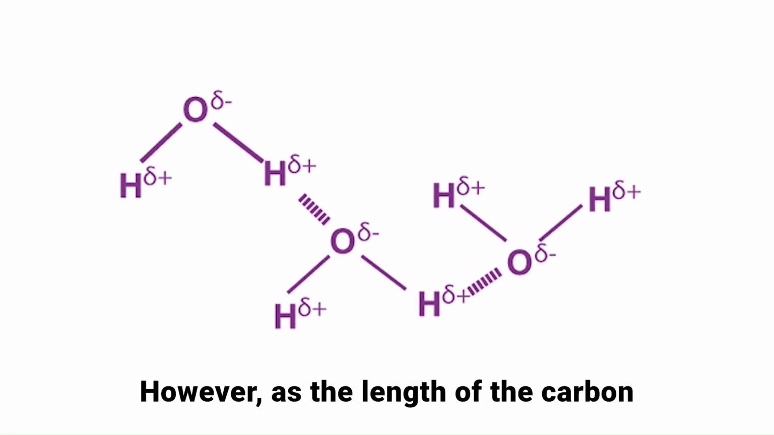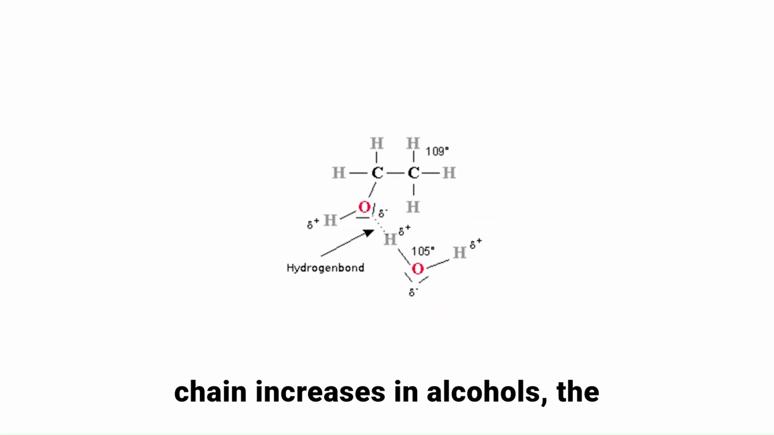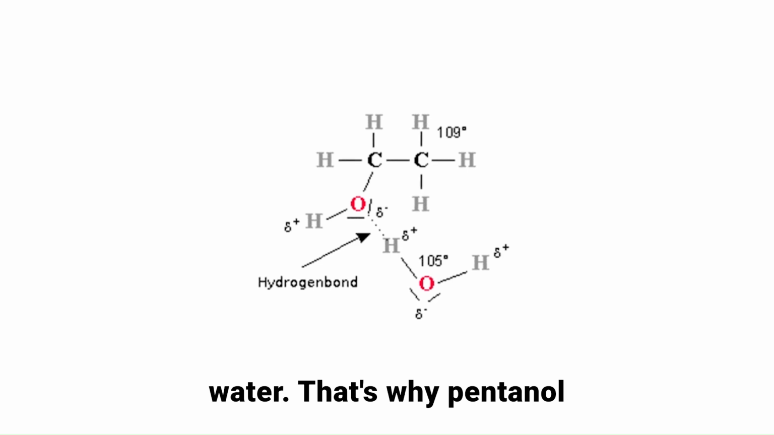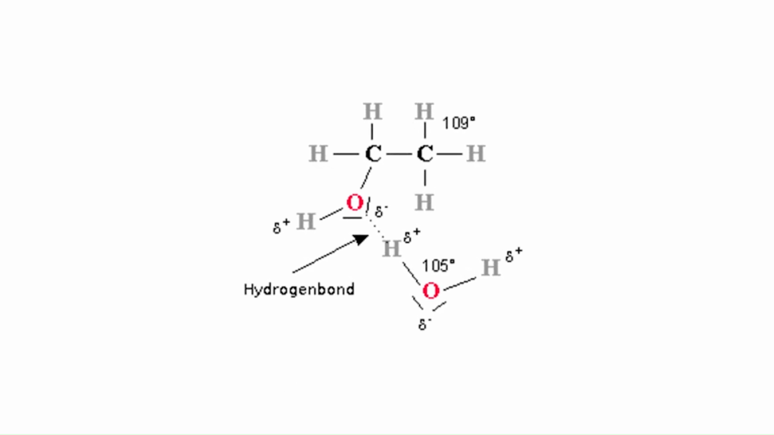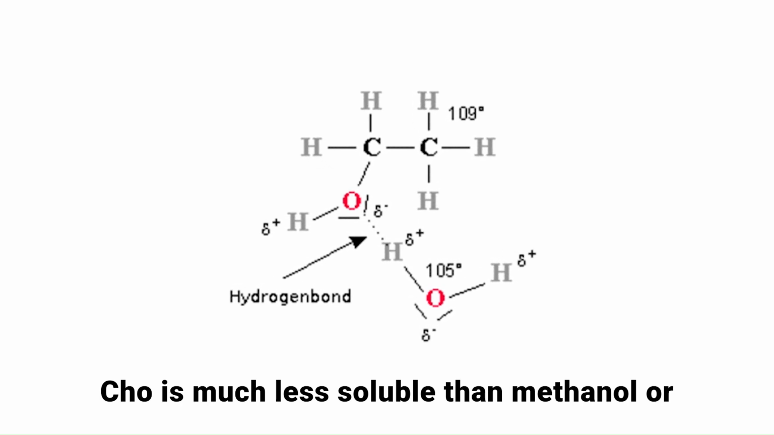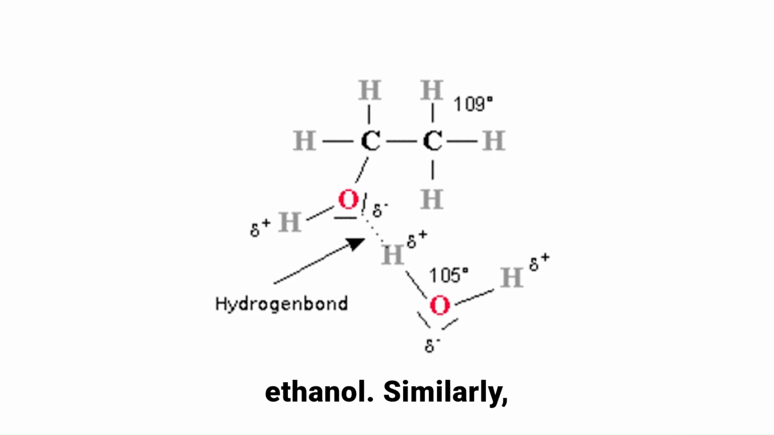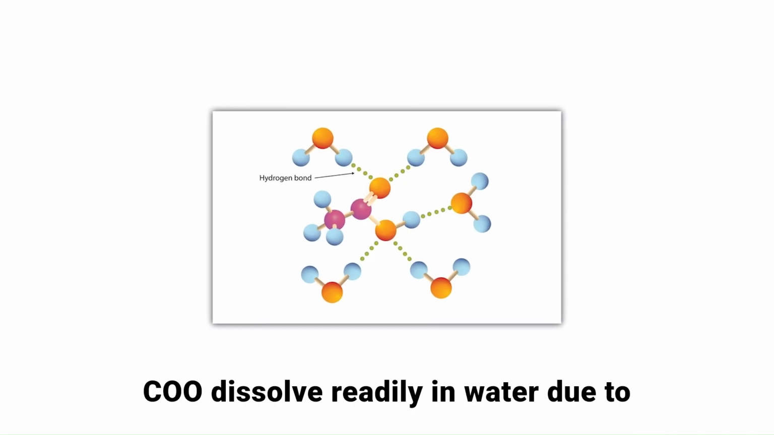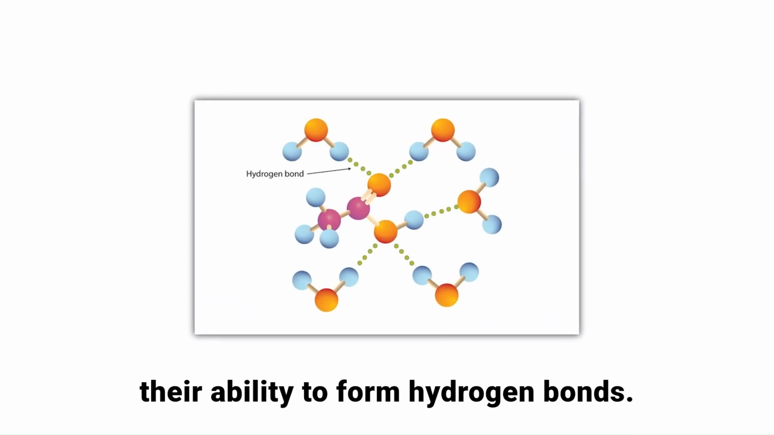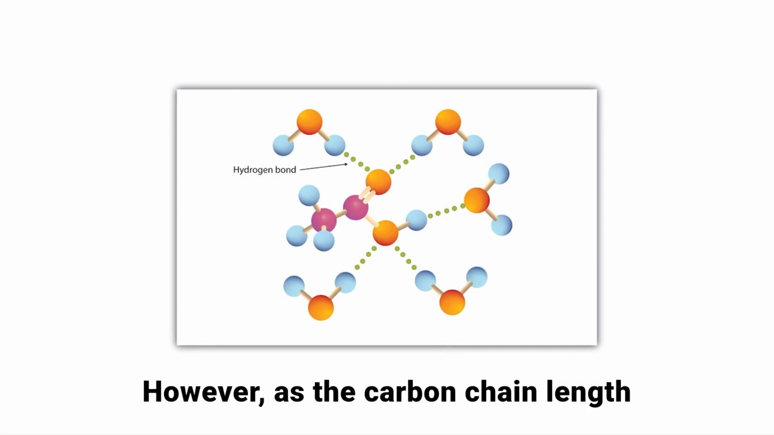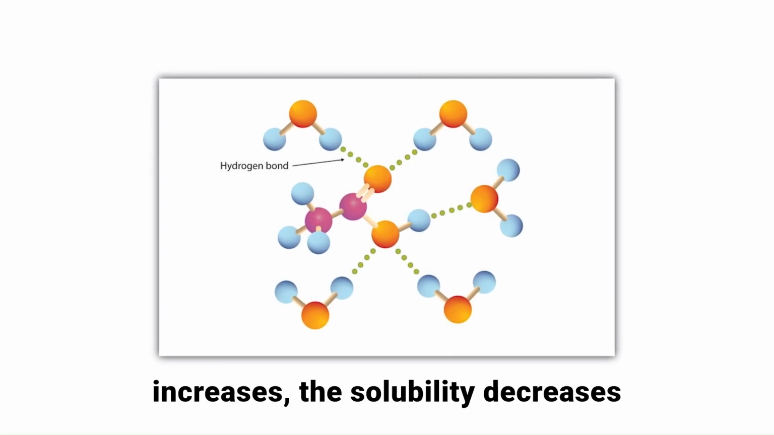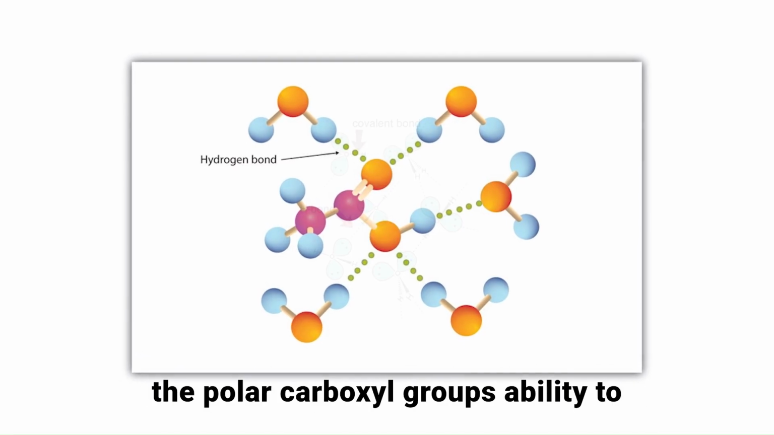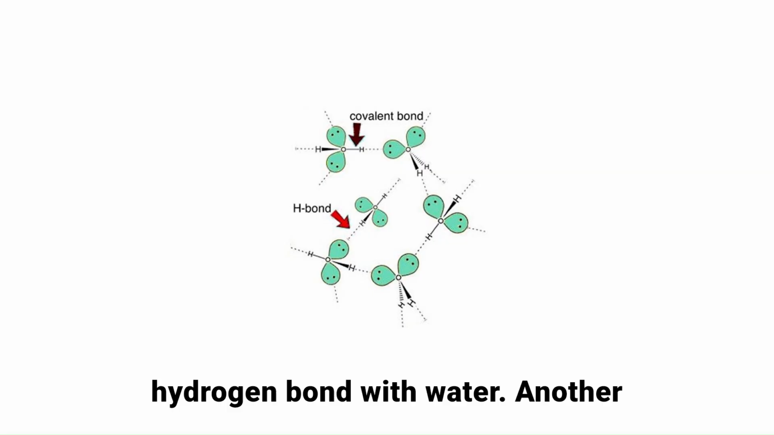However, as the length of the carbon chain increases in alcohols, the hydrophobic part starts dominating, making the molecule less soluble in water. That's why pentanol, C5H11OH, is much less soluble than methanol or ethanol. Similarly, carboxylic acids like acetic acid, CH3COOH, dissolve readily in water due to their ability to form hydrogen bonds. However, as the carbon chain length increases, the solubility decreases because the hydrophobic tail outweighs the polar carboxyl group's ability to hydrogen bond with water.